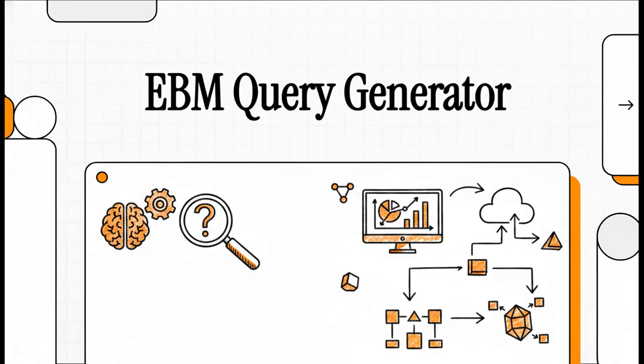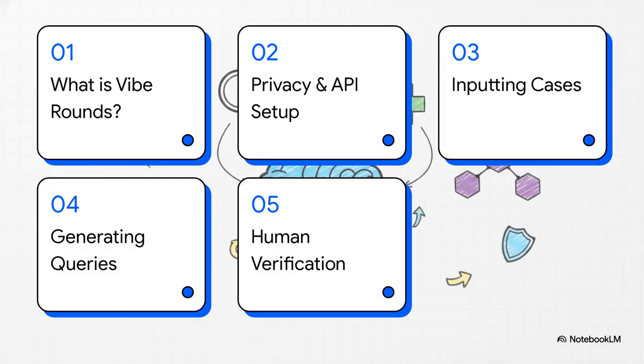We're going to break down exactly how this browser-based tool takes raw clinical data and transforms it into highly structured, research-ready questions. Here's our quick roadmap for today. 1. What is Vibrounds? 2. Privacy and API setup. 3. Inputting de-identified cases. 4. Generating critical appraisal queries. And 5. The human verification step.